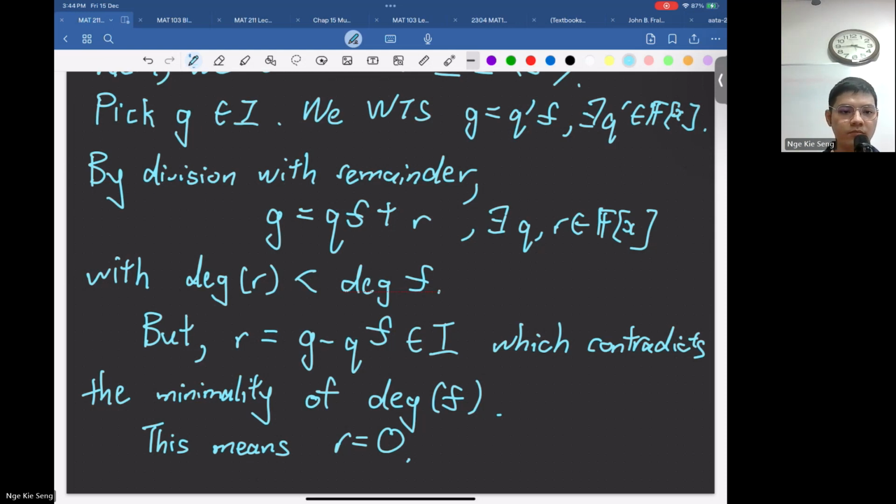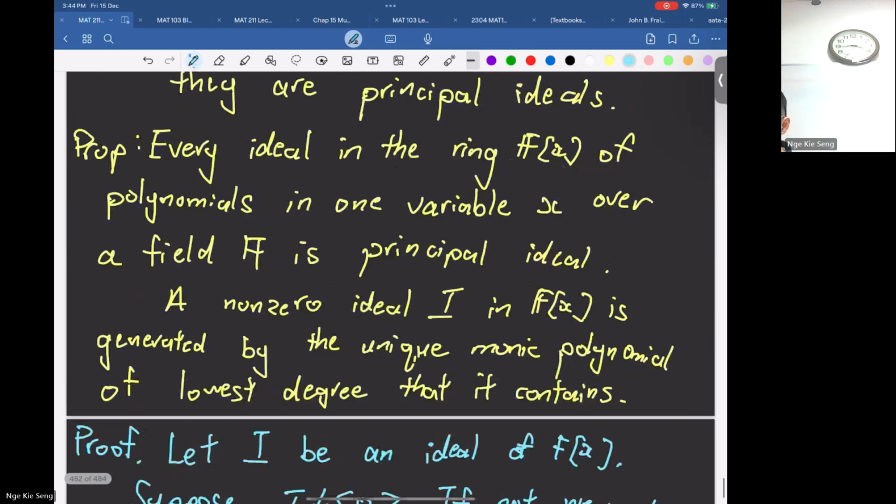So this question here says that the monic polynomial is unique, but I only picked one just now. Why is it unique? Okay, uniqueness proof.